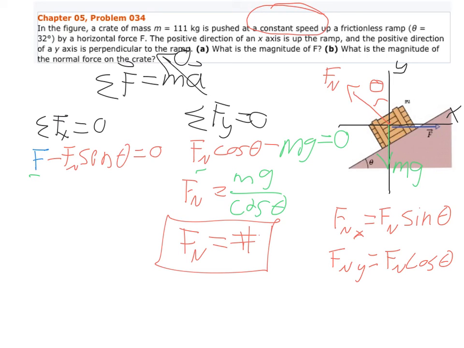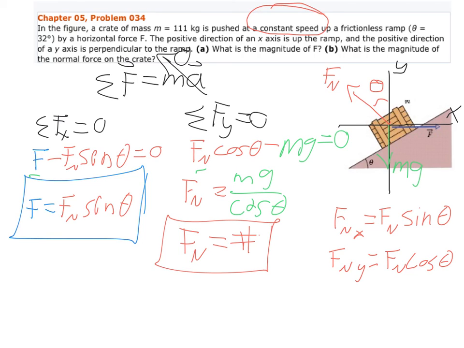And then easily enough, we can also solve for the applied force, because it's just equal to our normal force multiplied by the sine of the angle. Once again, boom, box worthy. Yes. Alright, so hopefully that helps.